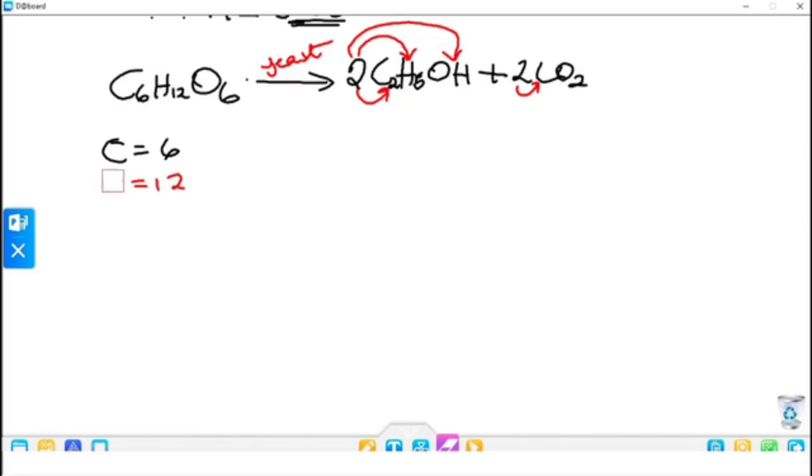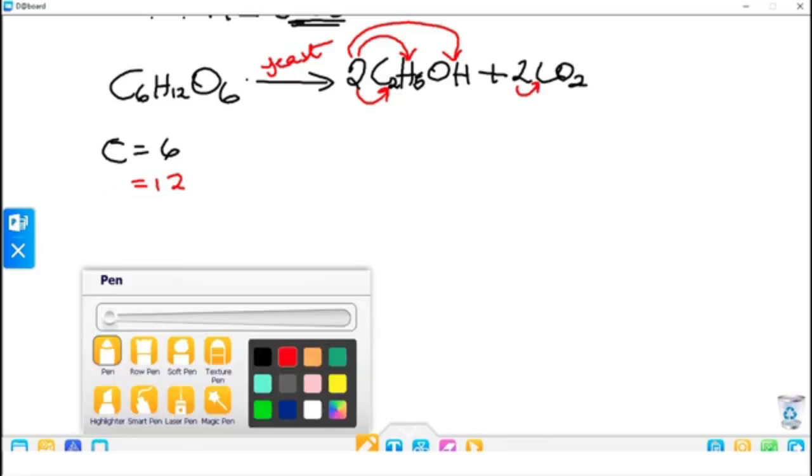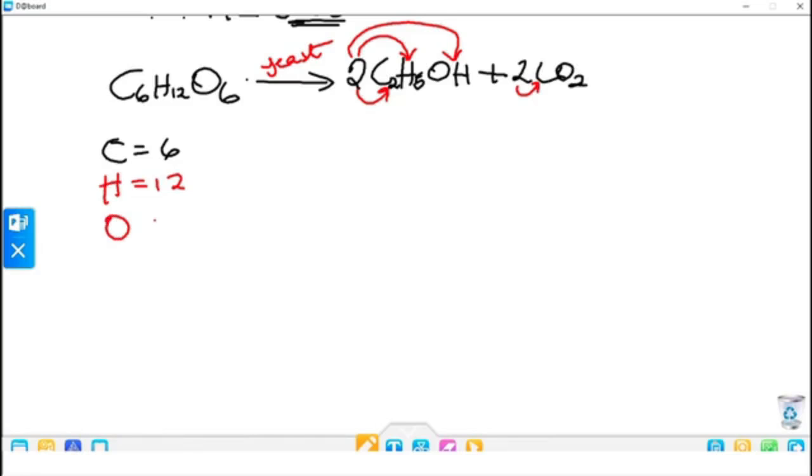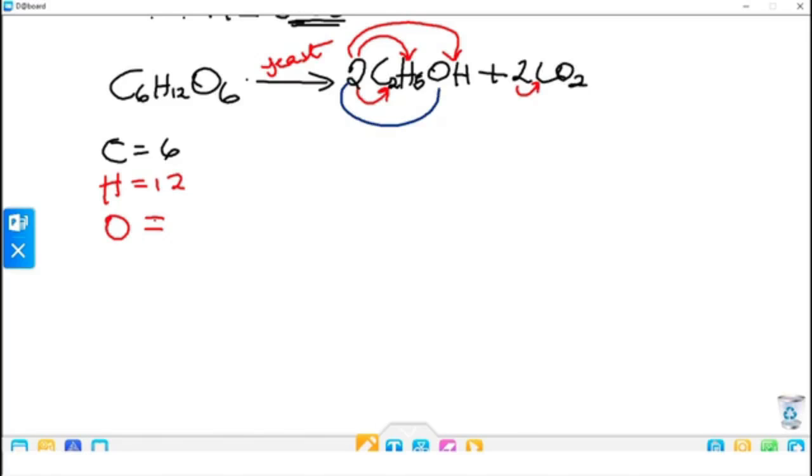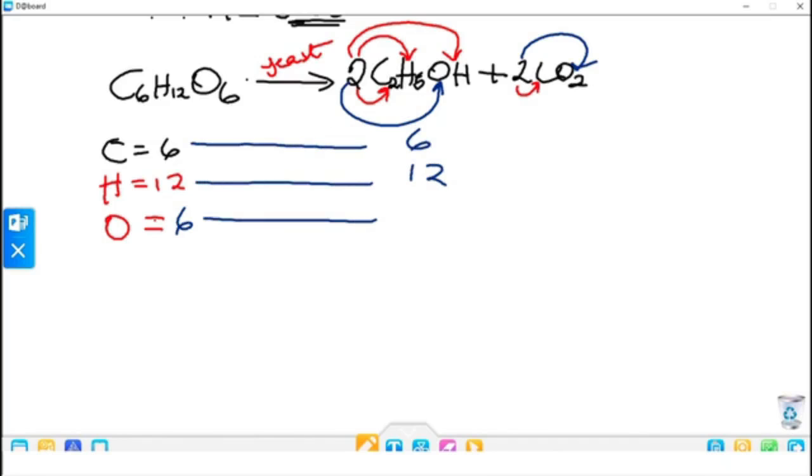Sorry, this is hydrogen, not carbon. Hydrogen. Oxygen is 6 at the left-hand side, and oxygen is also 6 at the right-hand side. How? Oxygen is 2 times 1, 2, and there is another oxygen here, 2 times 2, 4. So we have 4 and another 2. So oxygen is balanced. 6 here, 6 there. 12 here, 12 here. 6 here, 6 there. So the equation is absolutely balanced.